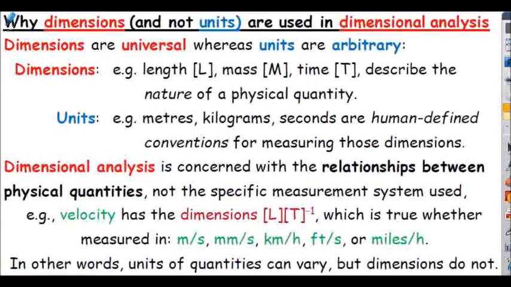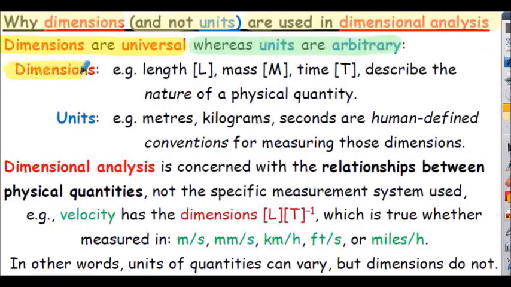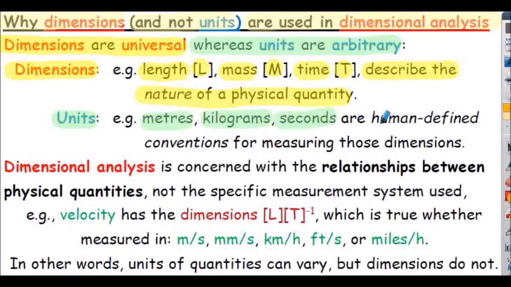A question sometimes asked is why dimensions and not units are used in dimensional analysis. Dimensions are universal, whereas units are arbitrary. So dimensions, for example, length L, mass M, time T, describe the nature of a physical quantity. Units, for example, meters, kilograms, seconds, etc., are human-defined conventions used for measuring those dimensions.